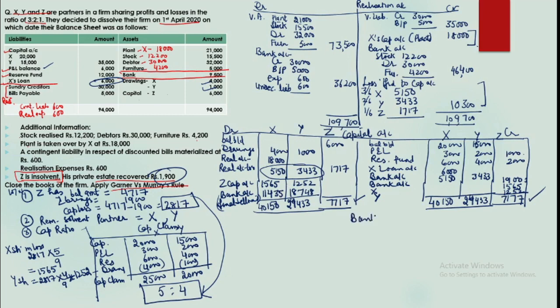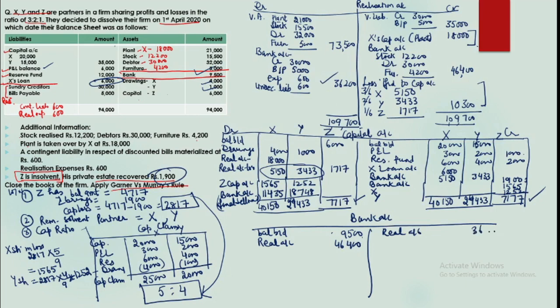We can prepare the bank account to check the accuracy of our records. So we have a balance of how much? Bank balance is 9,500. So when you prepare this account, you have everything available, right? In the balance sheet we have taken the balance. From realization we'll calculate the total recoveries, that is 46,400, and we will show the total payment also, that is 36,200.